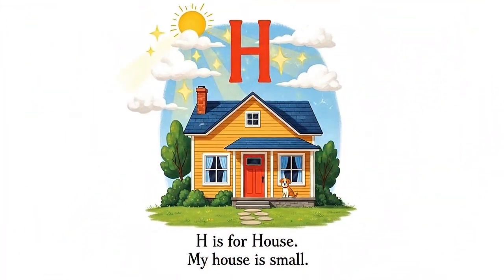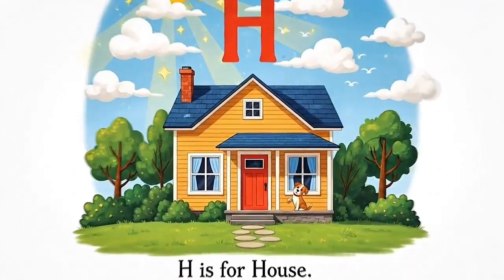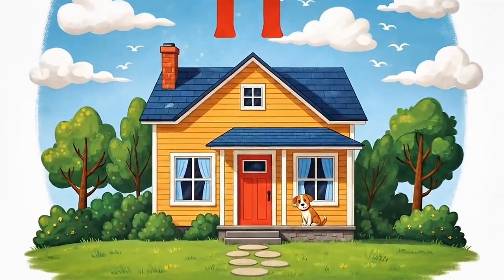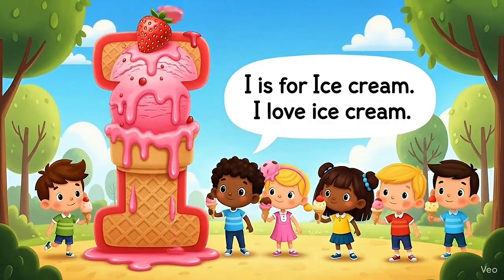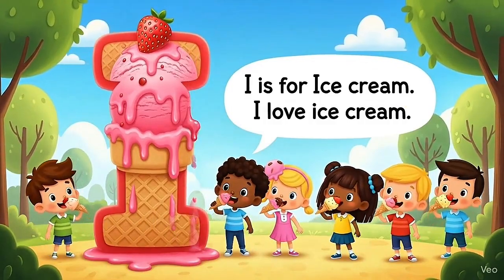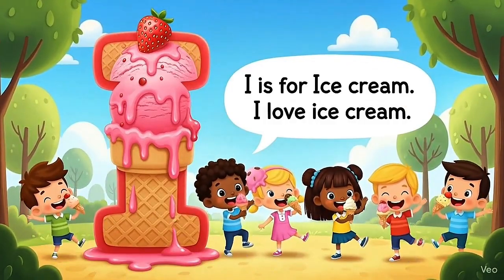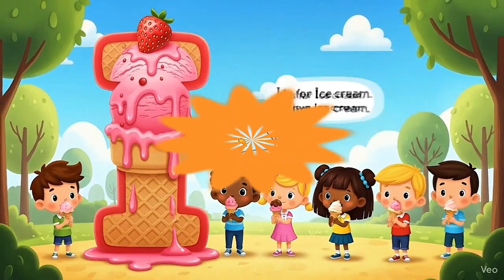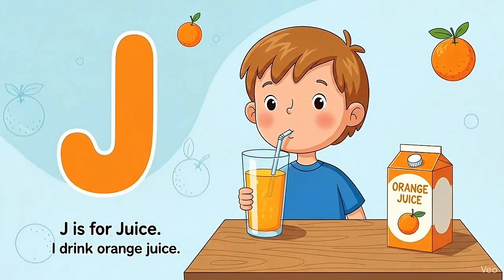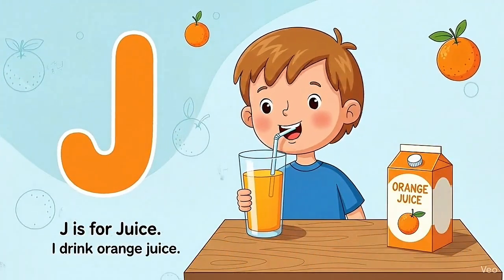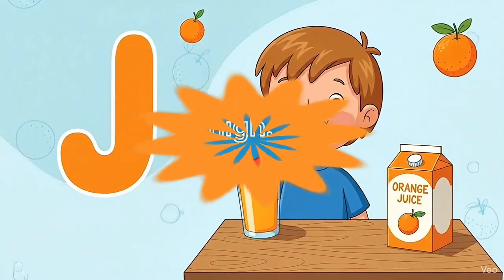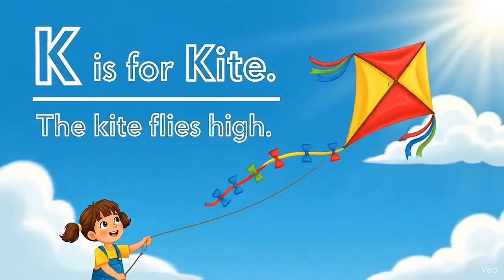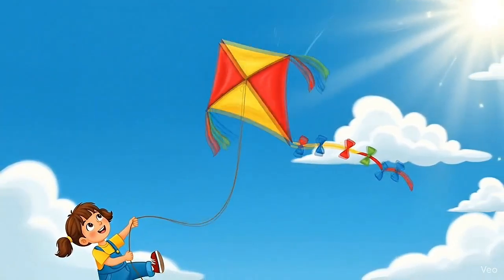H is for house. My house is small. I is for ice cream. I love ice cream. J is for juice. I drink orange juice. K is for kite. The kite flies high.